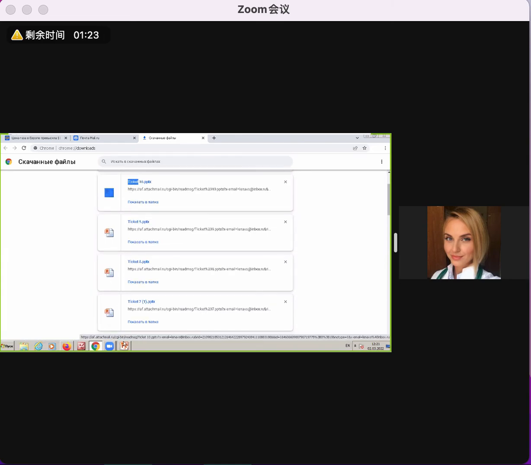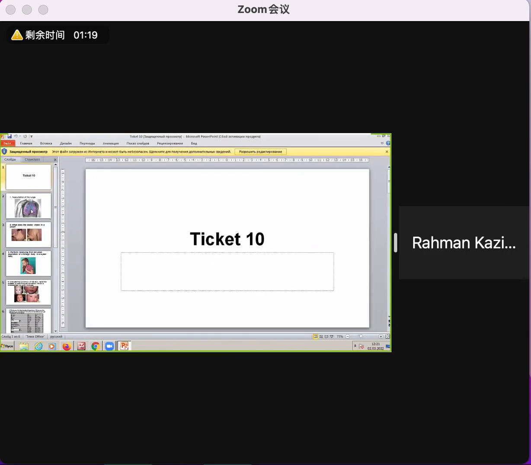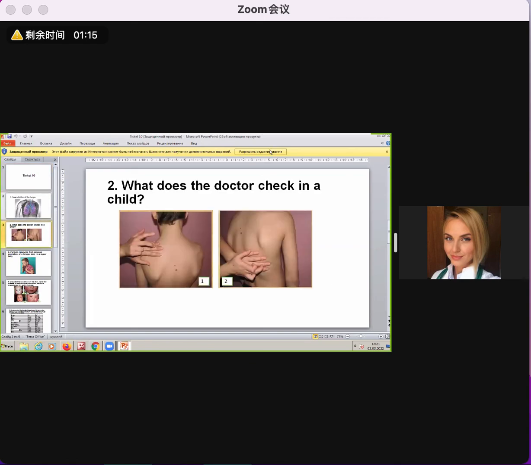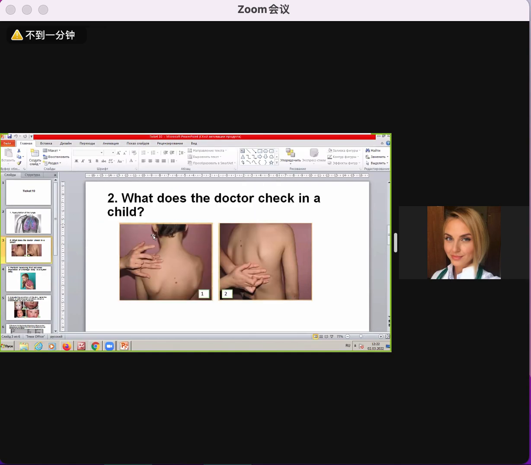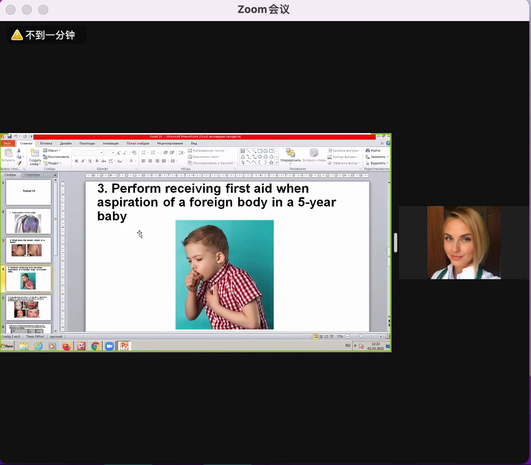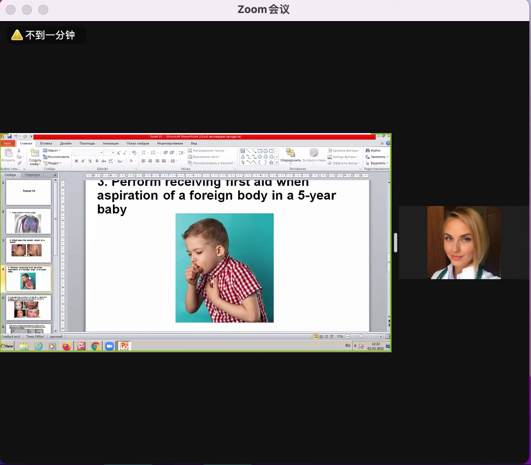Next, rapidly. What does the doctor check in the child? What is of the lungs? Lung perfusion. Yes, lung perfusion, topographical. First aid when aspiration of a foreign body in a 5-year-old baby. Heimlich manoeuvre. Yeah, manoeuvre. Okay.